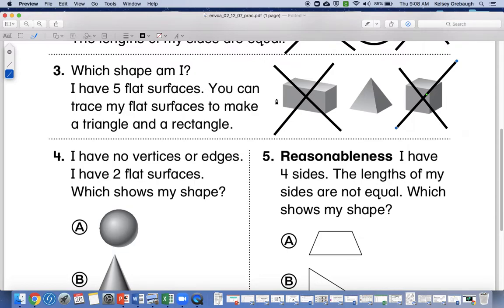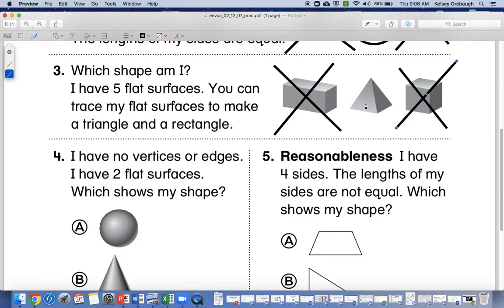Now let's look at the last clue and make sure that this matches the second clue. You can trace my flat surfaces to make a triangle and a rectangle. All right, if I put this shape on a piece of paper and traced it, and I laid it down on this side, on this face, would I be able to draw a triangle?